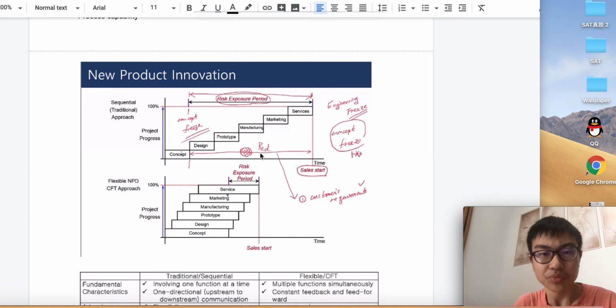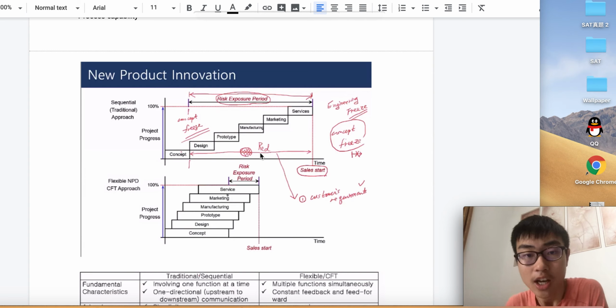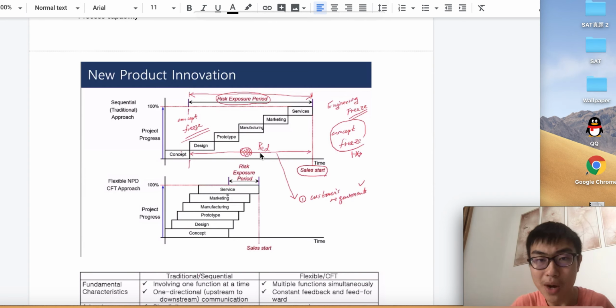When the product is still at its marketing stage, there's still a turn back because the design team is still making the product. So the risk exposure period is much less. And you can see my writing here. The sequential approach can lead to a problem that we call the concept freeze or engineering freeze.